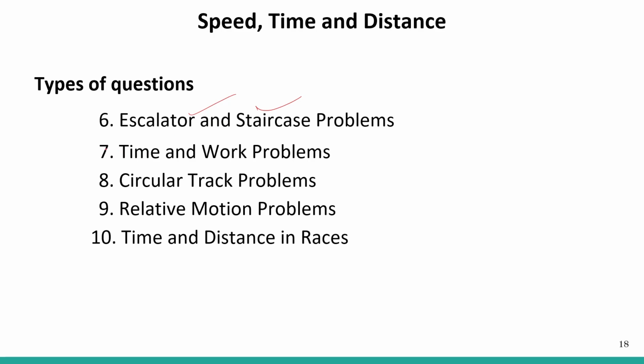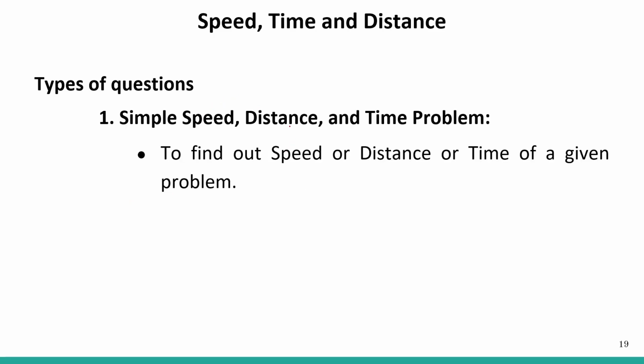We'll see the 7th kind of question, that is time and work problems. The 8th will be circular track problems. The 9th will be relative motion problems. And the 10th will be time and distance in races. In races, time and distance play a crucial role. So let's see type one questions, that is simple speed, distance and time problems.